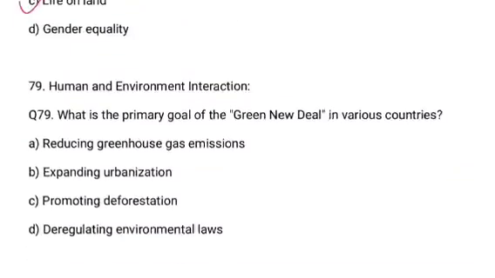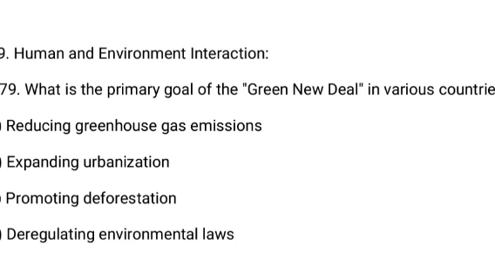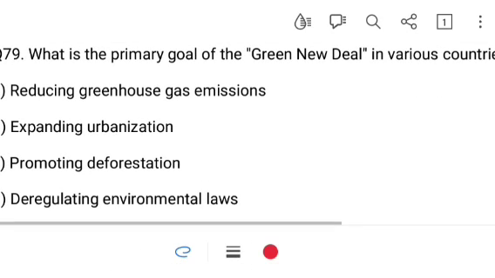Next, what is the primary goal of the Green New Deal in various countries? Reducing greenhouse gas emissions, expanding urbanization, promoting deforestation, deregulating environmental laws. It will be reducing greenhouse gas emissions.